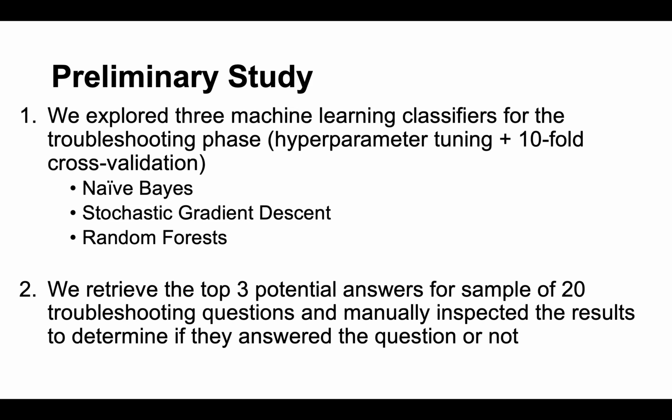For the second part of the preliminary study, we ran our GitterAns framework on 20 random questions that were found to be troubleshooting questions and manually inspected the results to determine if within the top 3 answers found by the GitterAns framework, one or more of those posts answered the question that was originally posted by the developer.